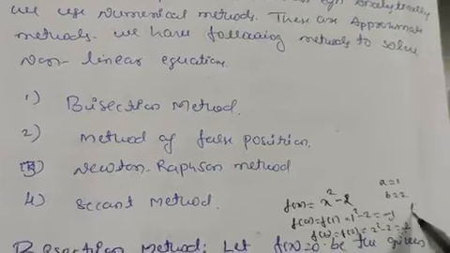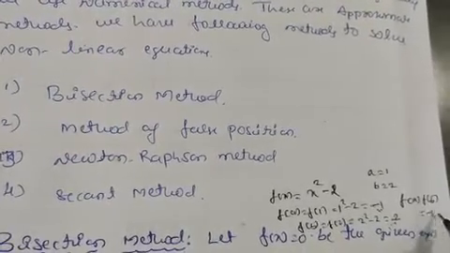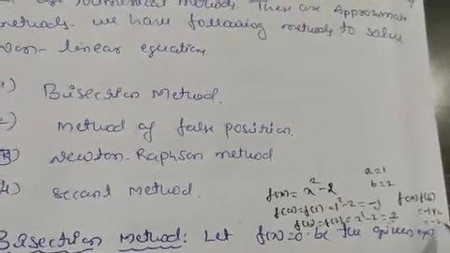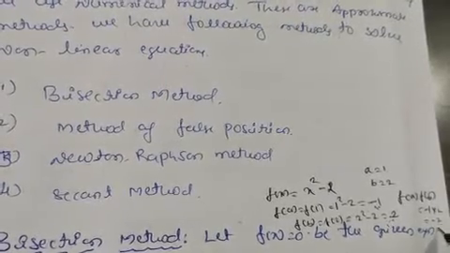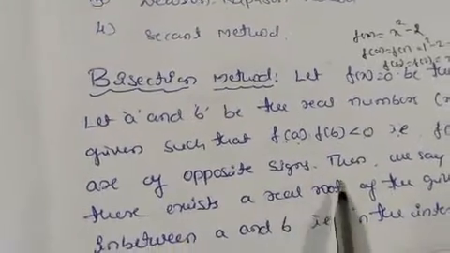So here we can see that f(a) times f(b) is equal to minus 1 into 2, which is equal to minus 2. It is negative, less than 0. So f(a) and f(b) are of opposite signs.